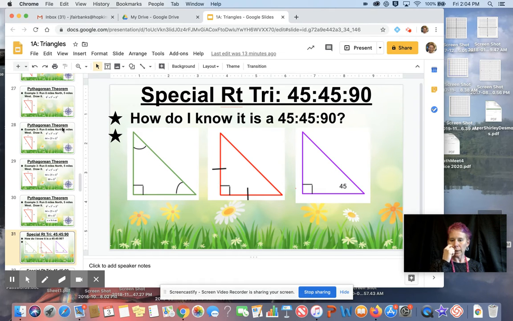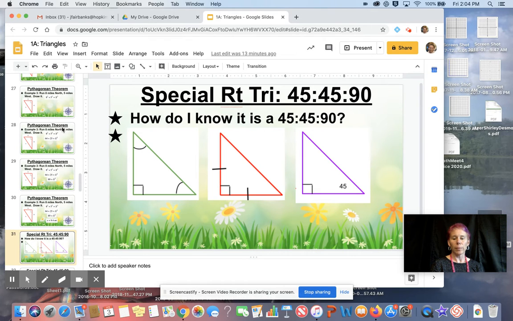So one piece we have to figure out is how do I even know that it is a 45, 45, 90 triangle? You can see in the green one that we have 2 congruent angles and the other angle is 90. Therefore, those must both be 45. You can see in the red triangle that both of the sides are marked congruent. So it's an isosceles right triangle. If it's an isosceles triangle, then both base angles must be the same. So they would both be 45.